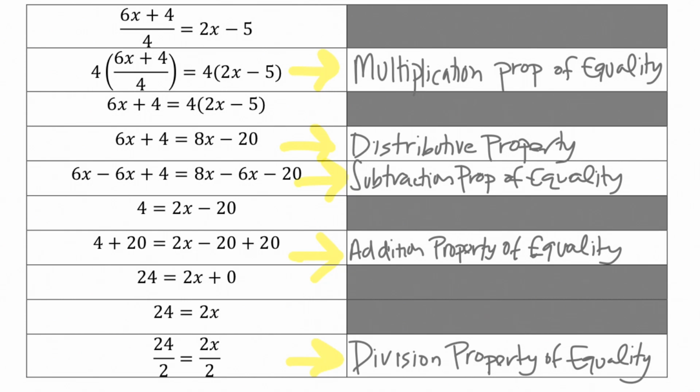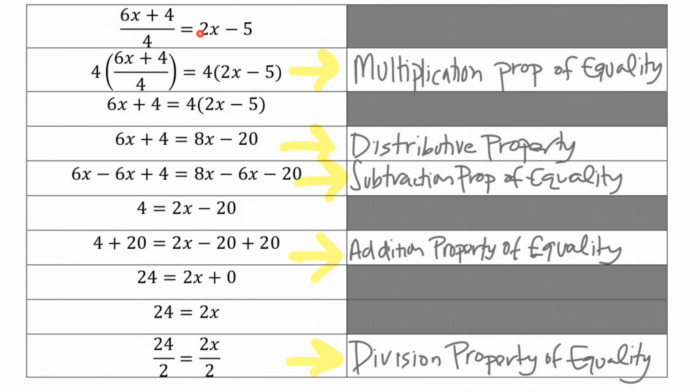Okay, so if you're still watching, that means that maybe you didn't get all the properties that I did, and so you need some explanation as to what was going on in this problem. So we started off with this problem, and I noticed we have a giant fraction. And generally when you have a giant fraction, you want to get rid of it.